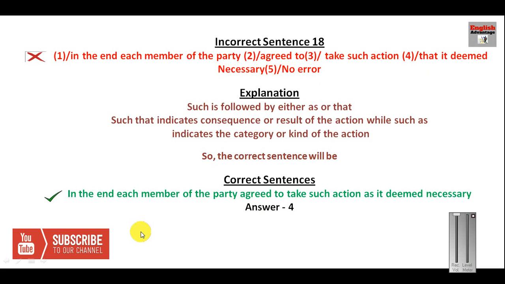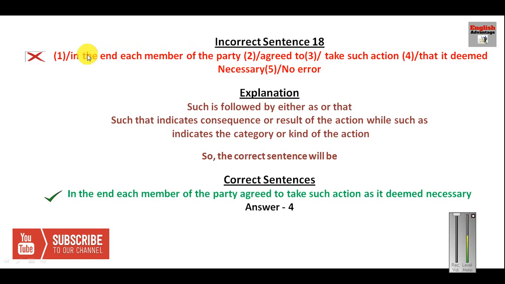Now let us look at the next sentence. In the end, each member of the party agreed to take such action that it deemed necessary. Now in this sentence, there are 2 words, such as and such that. We write such that when we are talking about the consequence of the action. When we are not talking about the consequence of the action, we always write such as.